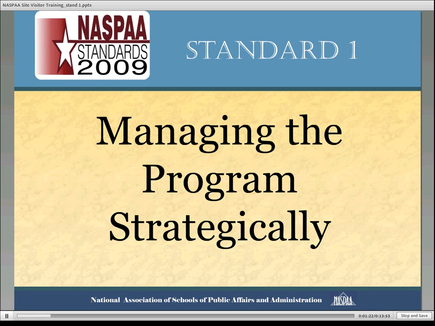So the GAO model has 5 elements, and while NASPAA has more than 5 standards, they're just really an elaboration of those basic 5 elements, asking those 5 questions. So that means Standard 1 is a particularly important one for site visitors to understand and think about how programs are coming up with, identifying, and articulating their strategy.